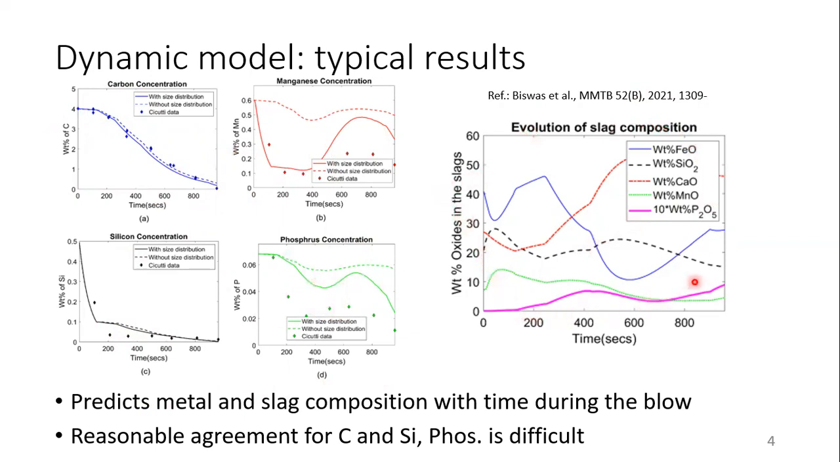Such a model can also predict the change in slag compositions as shown here on the right side. Slag compositions, of course, get affected by the oxidation of metal plus injection of fluxes such as lime and dolomite and so on.